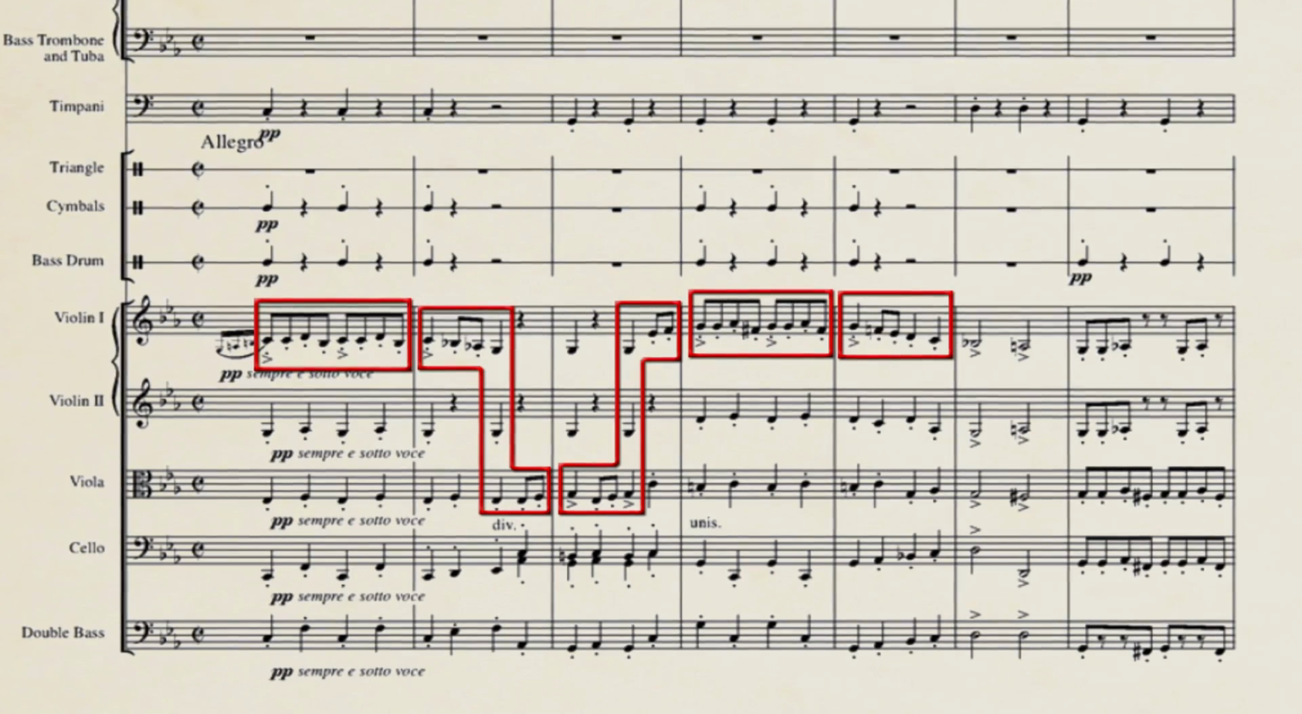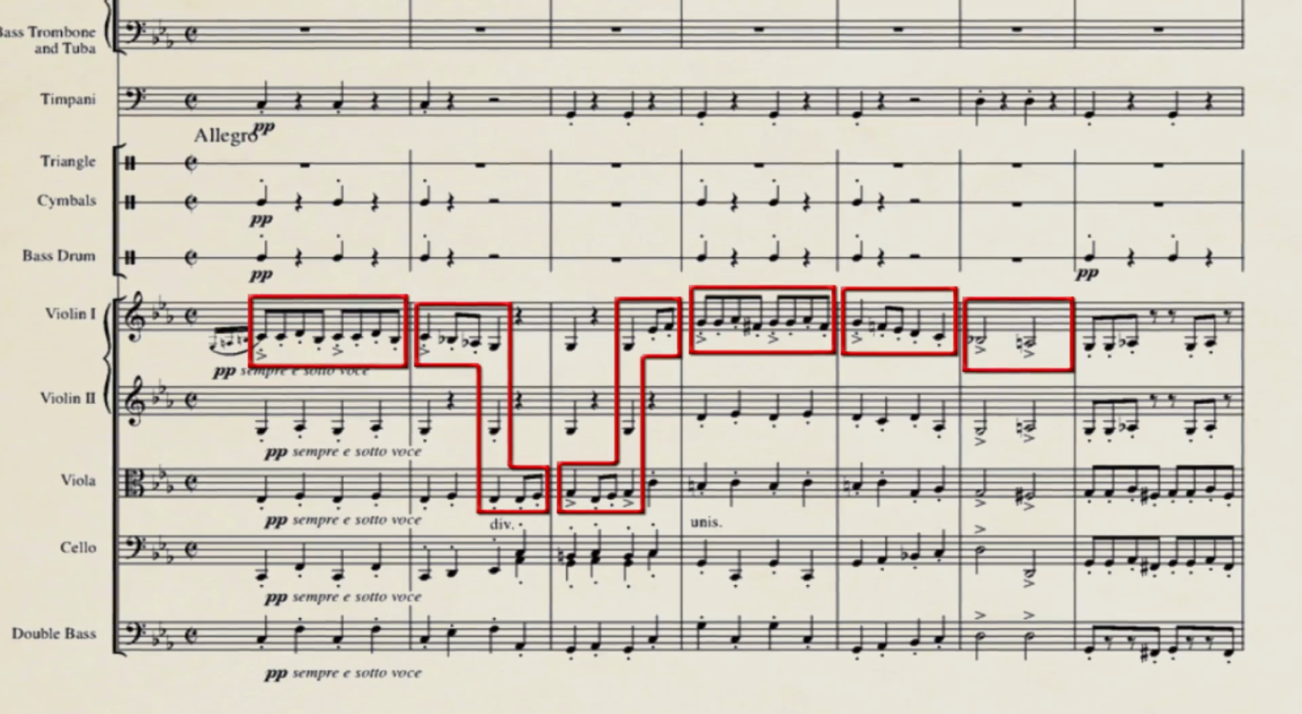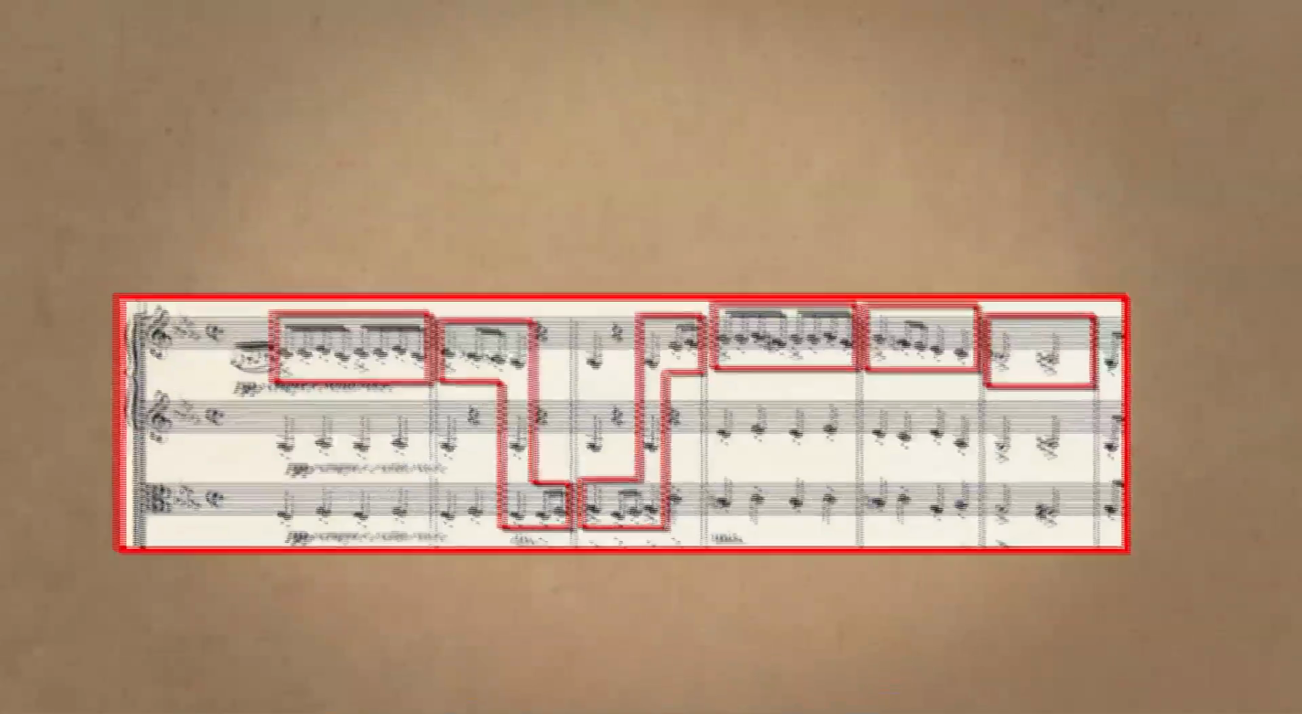In the fifth bar, we have a quarter, 2 eighths, and 2 quarters. And in the sixth bar, we have 2 half notes.